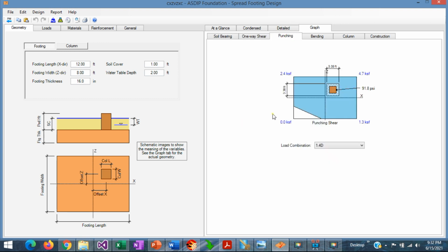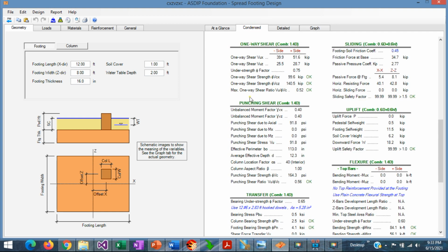Here we can see graphically the calculation of the punching shear. The punching shear is calculated along this line around the column at a distance d over 2. So the maximum punching shear stress is 91.8 psi. If we go to the contents tab, here in the punching shear calculation, we can see the unbalanced moment factor in one direction and in the other. Here is the stress due to the actual load, and here is the stress due to the moments in both directions. So the maximum shear stress is 91.8 psi.